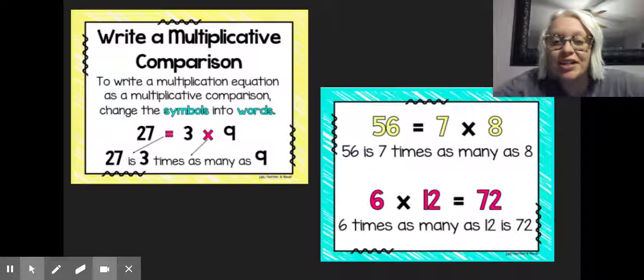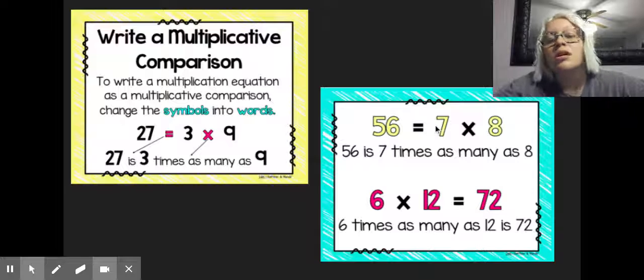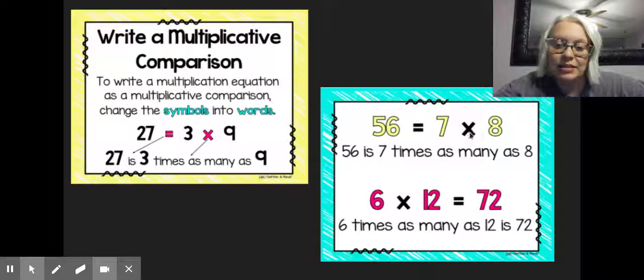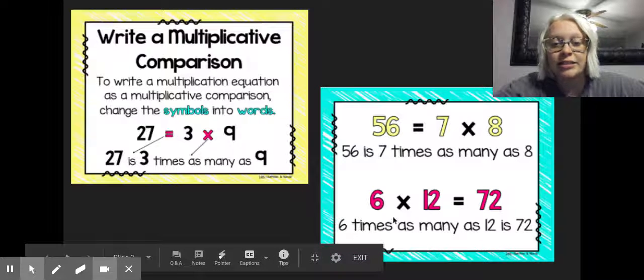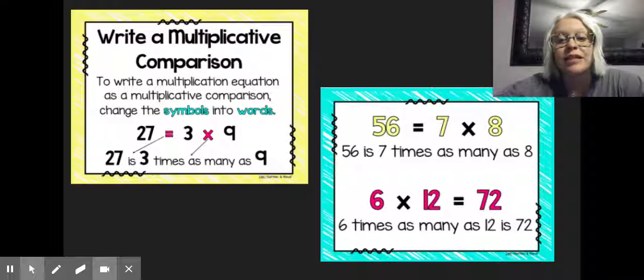Now let's look at this blue photo on the side. It says 56 is 7 times as many as 8. So we have 56 equals 7 times 8, basically. Or we could say 56 divided by 7 equals 8. Or 6 times 12 equals 72. So 6 times as many as 12 is 72.